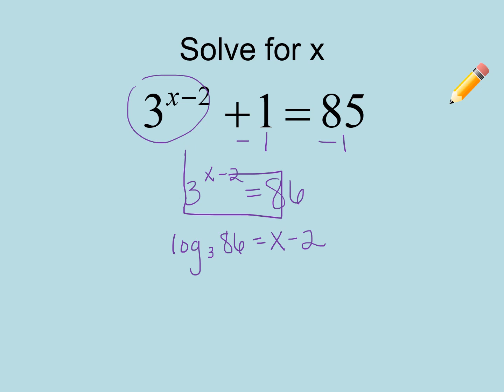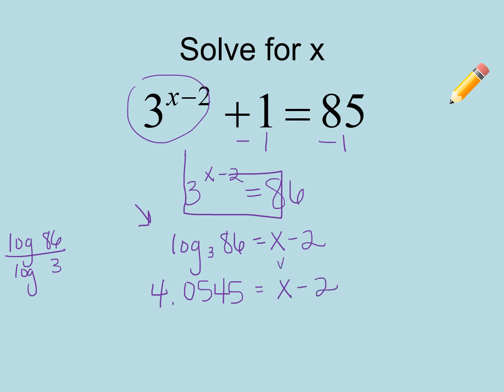And again, since my log involves a base of a number and a whole number inside of it, that means it's just going to be a number. So I'm going to type that into my calculator and see what I get. I'm going to take log of 86 over log of 3. If you don't know how to do that, make sure you jot that down and we get that question answered. Okay, that gives me back a number of 4.0545. And this all equals x minus 2.